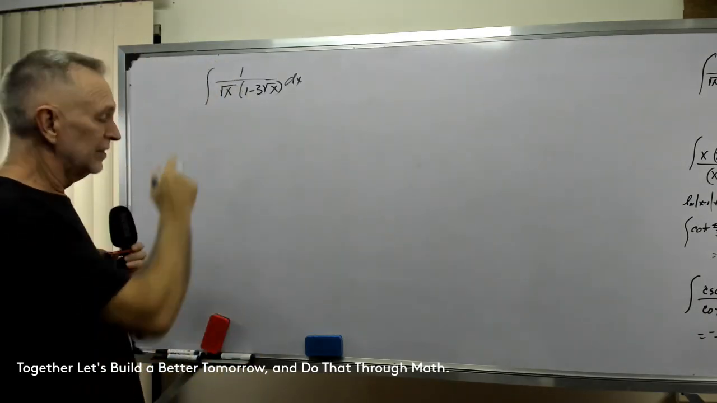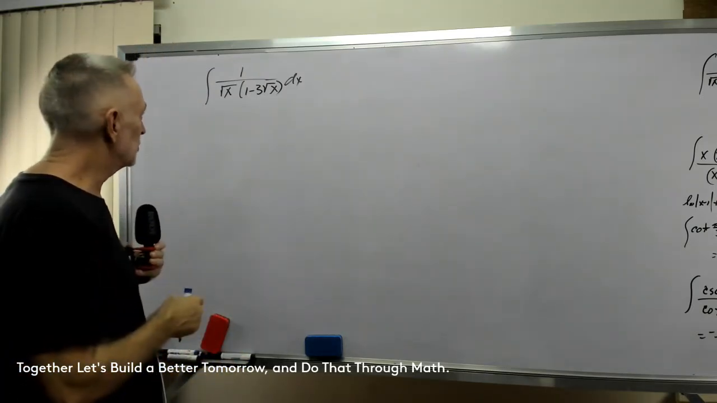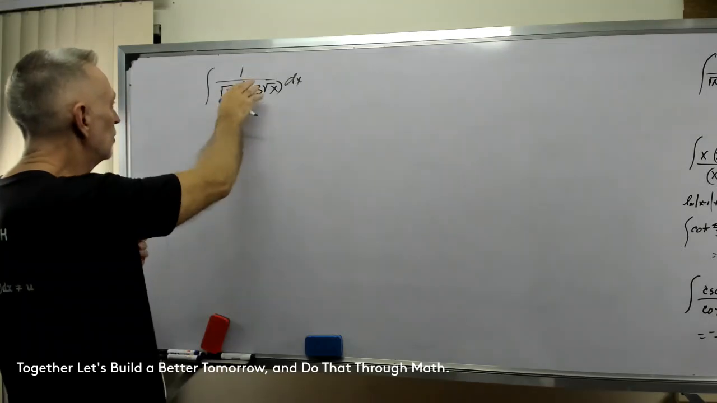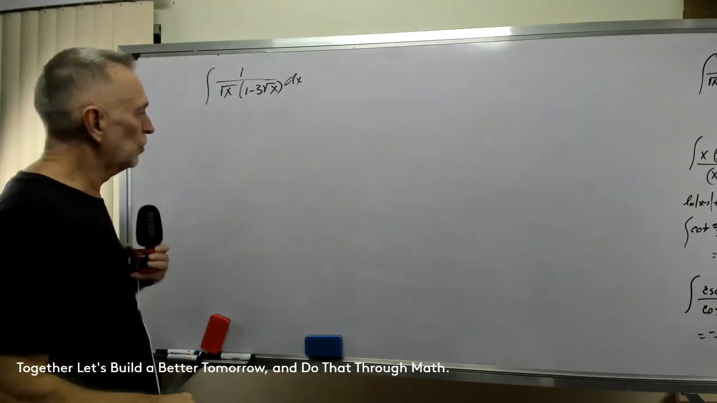Okay, I'm back. This is a cool problem here, I think. You'll enjoy this one. All right, we have the integral of 1 over square root x times 1 minus 3 square root x.